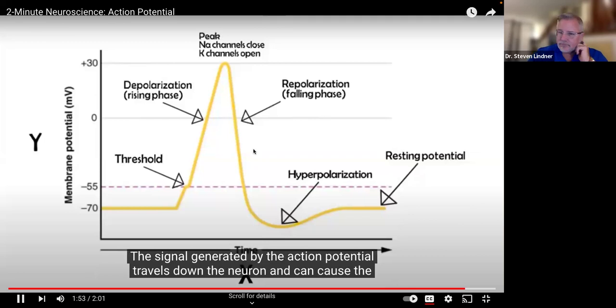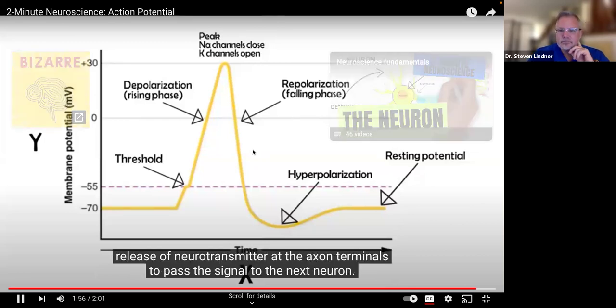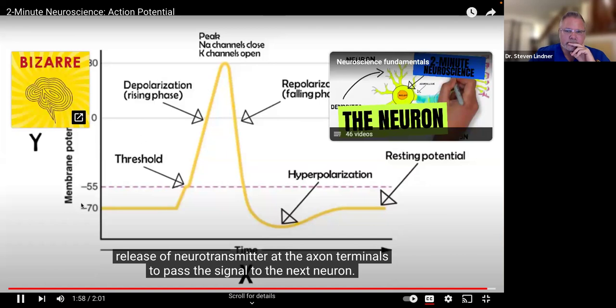The signal generated by the action potential travels down the neuron and can cause release of neurotransmitter at the axon terminals to pass the signal to the next neuron.